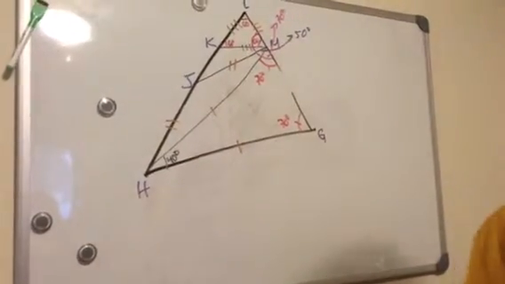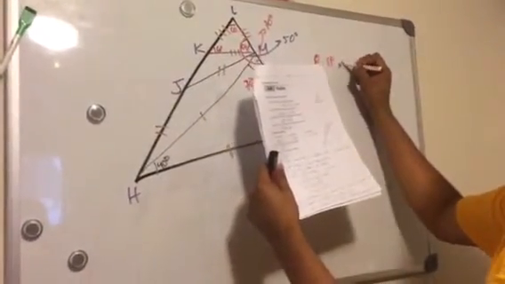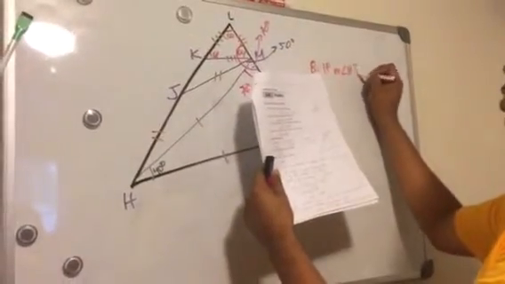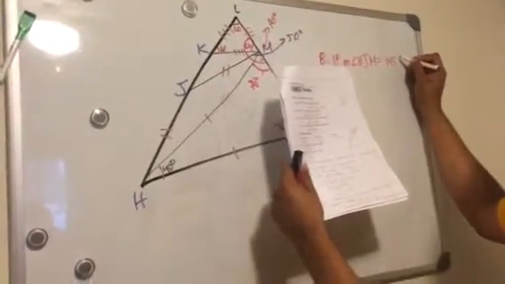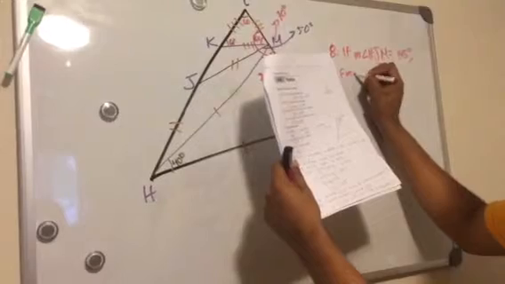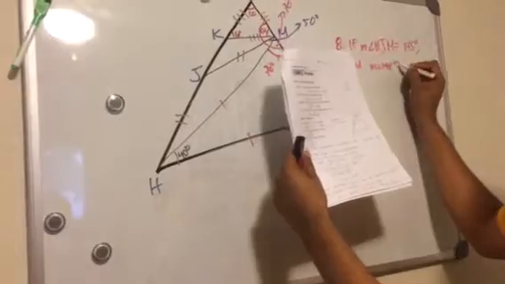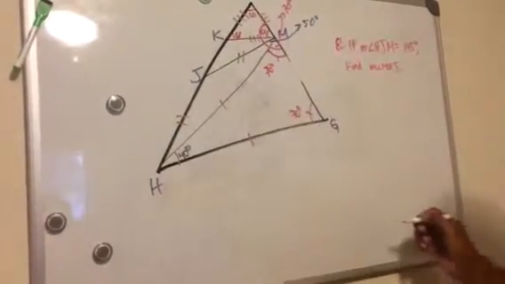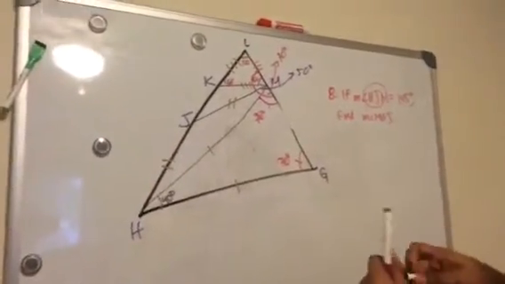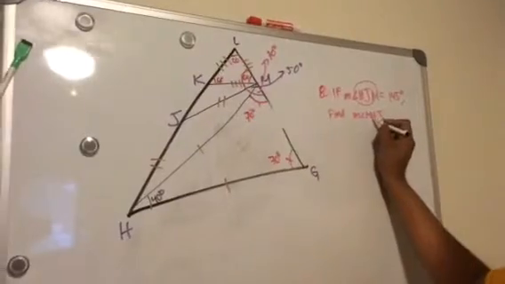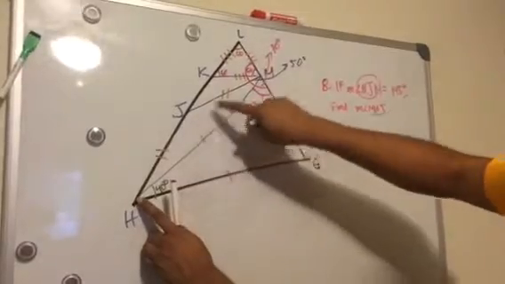Question number 8 is: if measurement of angle HJM is equal to 145 degrees, find measurement of angle MHJ. Okay, nice. So now it's telling me to focus on this triangle over here, and it also tells us that they want us to find the measurement of angle H. So now I'm going to look at this triangle HJM.